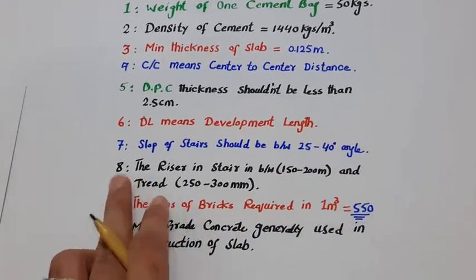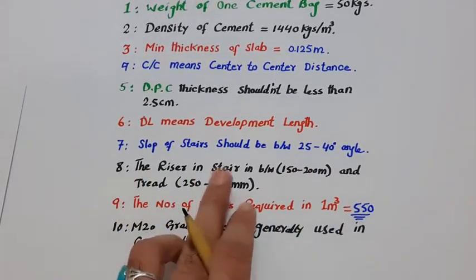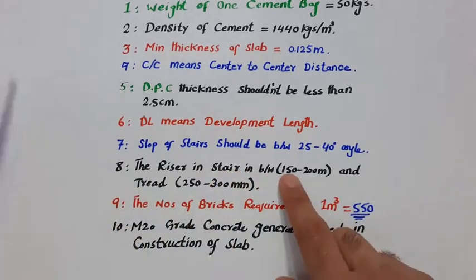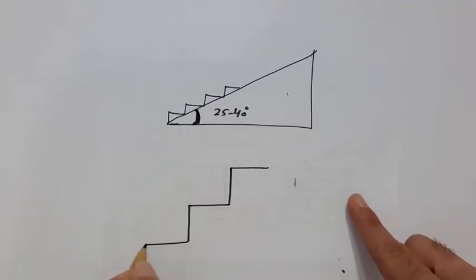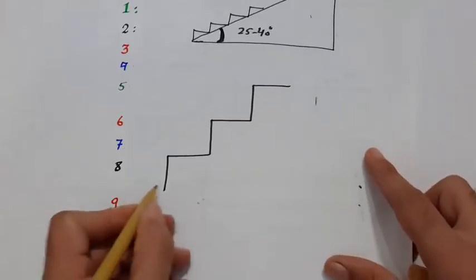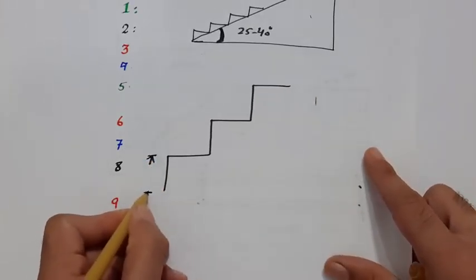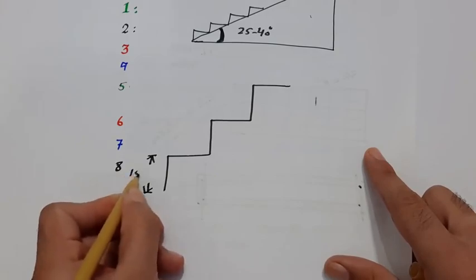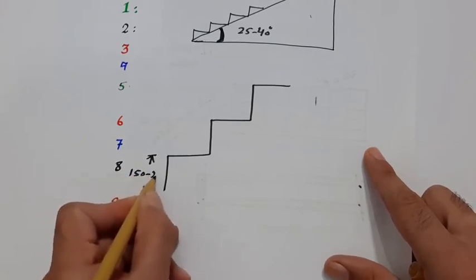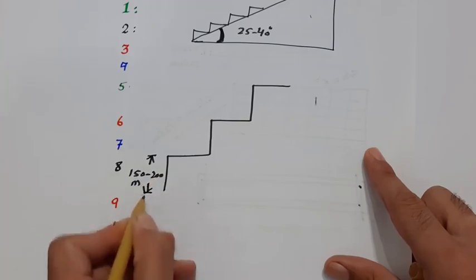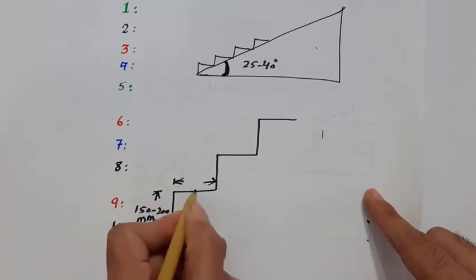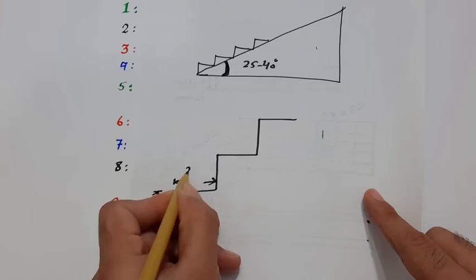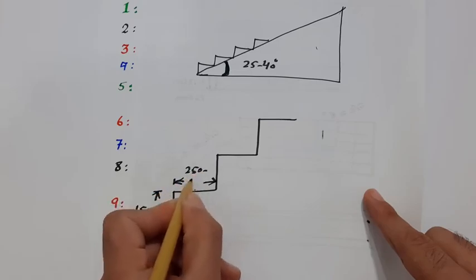Next one, guys, you can see here 8, the riser and tread of stairs. Riser means, as you can see in the steps, this is called riser, so it should be between 150 to 200 millimeters, this height. And the next one, this is called tread. The tread should be 250 to 300 mm.